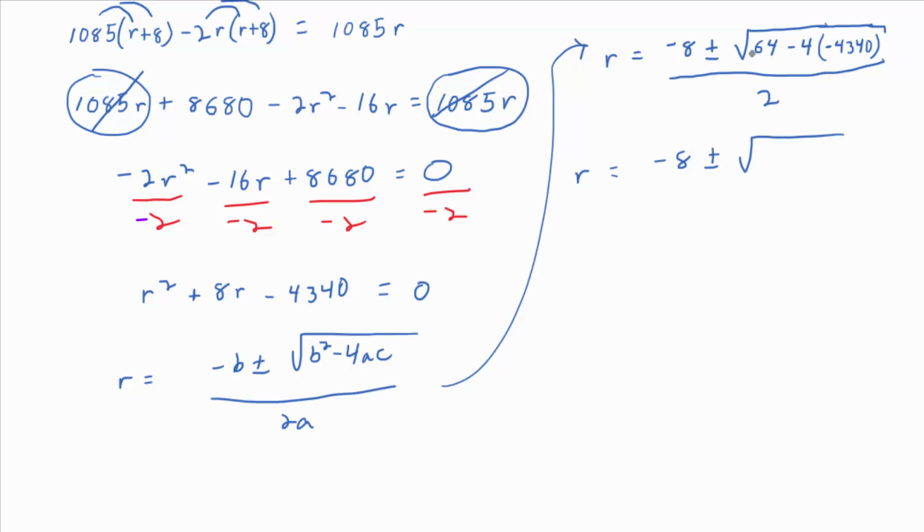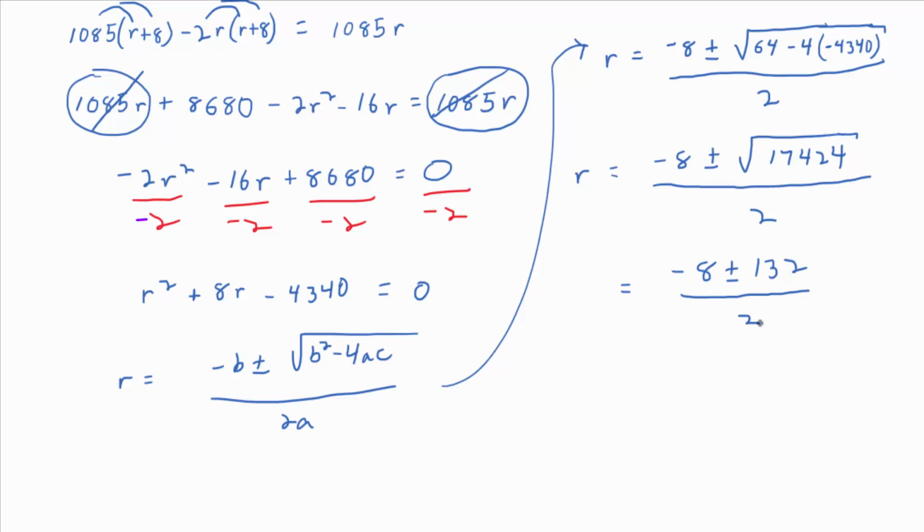go ahead and take 64. It's going to end up being 64 plus 4 times 4340. Tell me what you get. 17,424? Like that? See if that happens to be a perfect square. Take the square root of it. 132. Okay. So that means because 17,424 is a perfect square, it means it would have factored. But we didn't have to mess with it, and that's fine that we didn't mess with it. So you're telling me you get negative 8 plus or minus 132 all over 2. Does everybody agree with that?